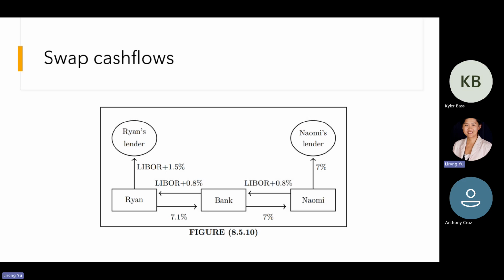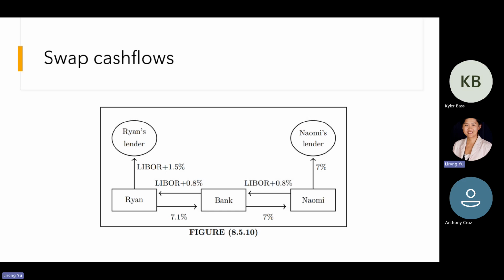Now for Ryan, he preferred a fixed rate, but he can't get it on favorable terms, so he decided to accept the LIBOR plus 1.5%. And then he had the interest rate swap. He's receiving the floating rate and then paying the fixed rate. Any question?